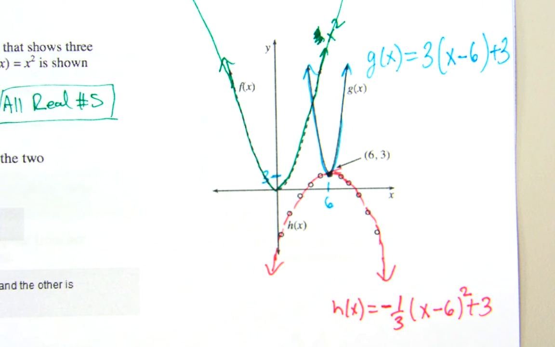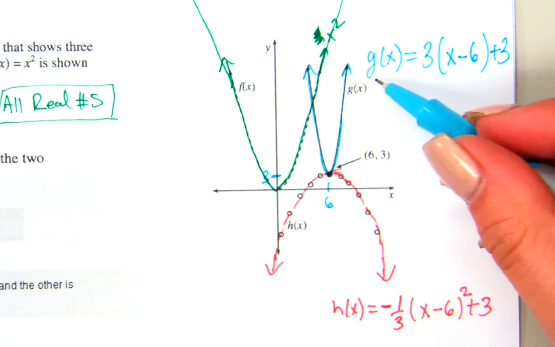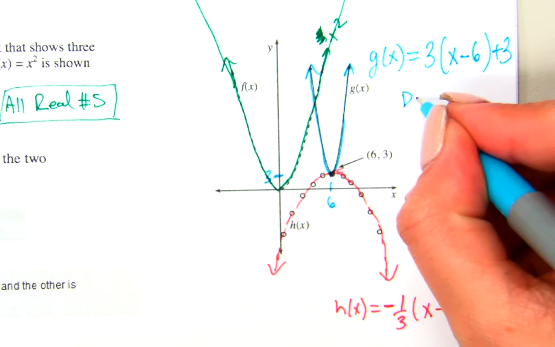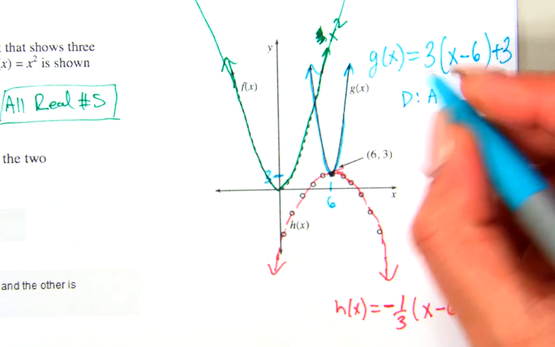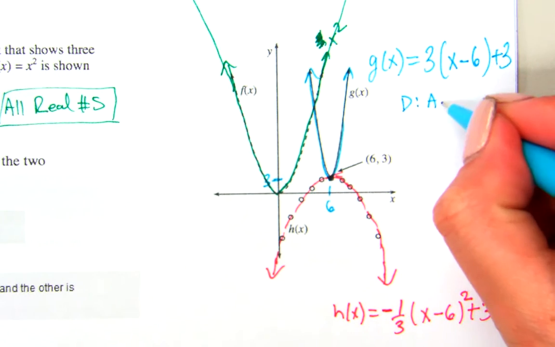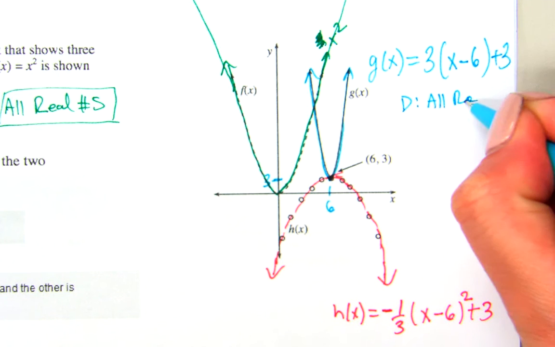So that was 43. And then what's the domain and the range for g of x? The domain is all real numbers again, because we're in the same situation as with the green one. All real numbers.